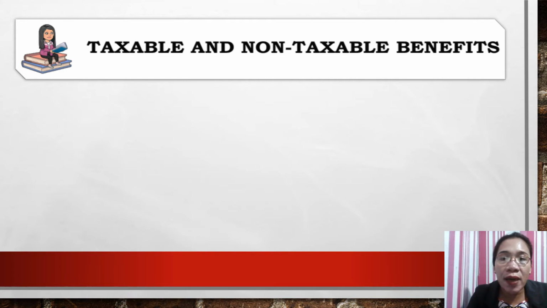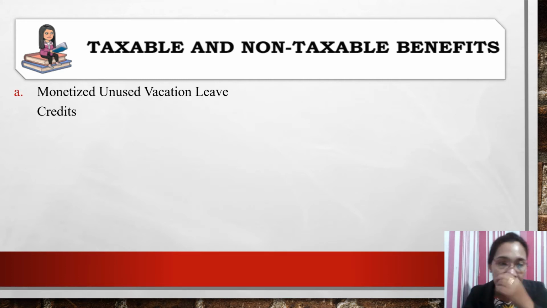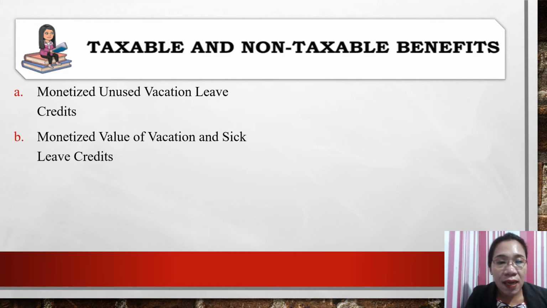So number 1 is monetized unused vacation leave credits. When we say monetized unused vacation leave credits of private employees, this will not exceed 10 days during the year. And the second one is monetized value of vacation and sick leave credits.